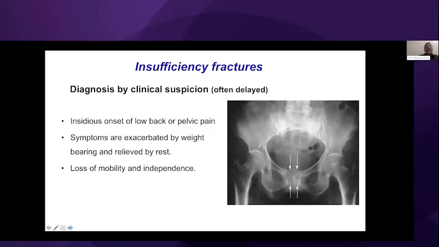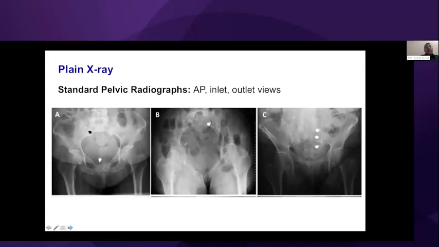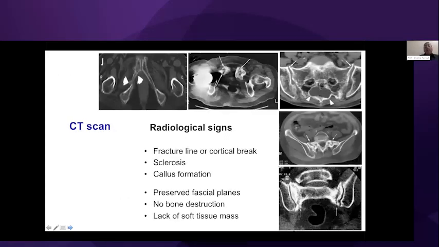These insufficiency fractures are usually diagnosed by clinical suspicion and often delayed in diagnosis. We have a patient presenting with insidious onset of low back pain or pelvic pain, symptoms exacerbated by weight bearing and relieved by rest, with progressive loss of mobility and independence. Then we will suspect this patient to have an insufficiency fracture. And we will do our radiological workup, AP, inlet and outlet views. Most of the cases will need CT scan to settle the diagnosis.